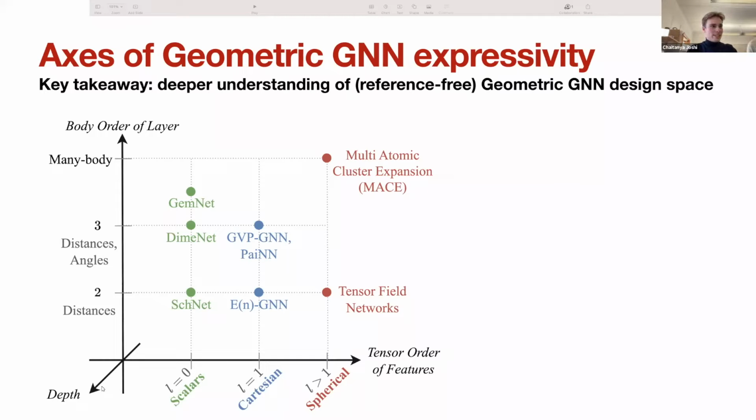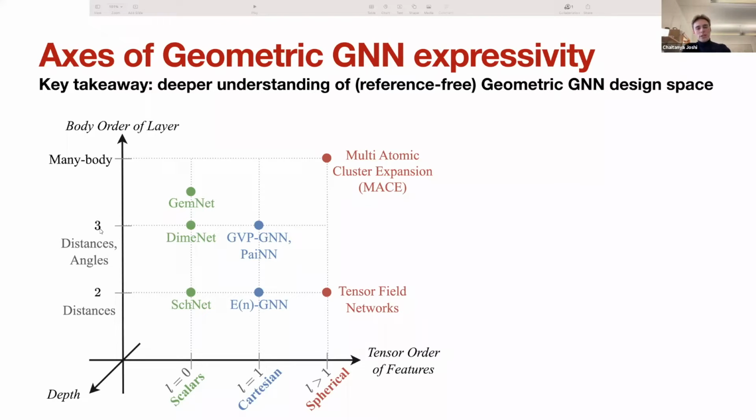And then the second axis here, the y-axis, is what we call the body order axis, the many-body axis. And that essentially tells us how many nodes factor into the computation of a single feature. So, for example, distances are a two-body feature because it requires us to look at two nodes to calculate the distance. Angles would be a three-body feature in this terminology, because we would have two nodes pointing outwards and one at the apex, which we use to calculate angles.